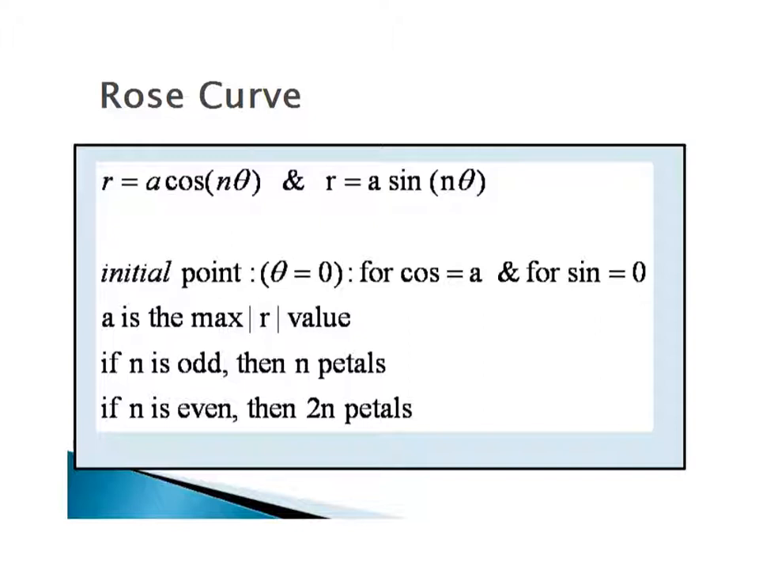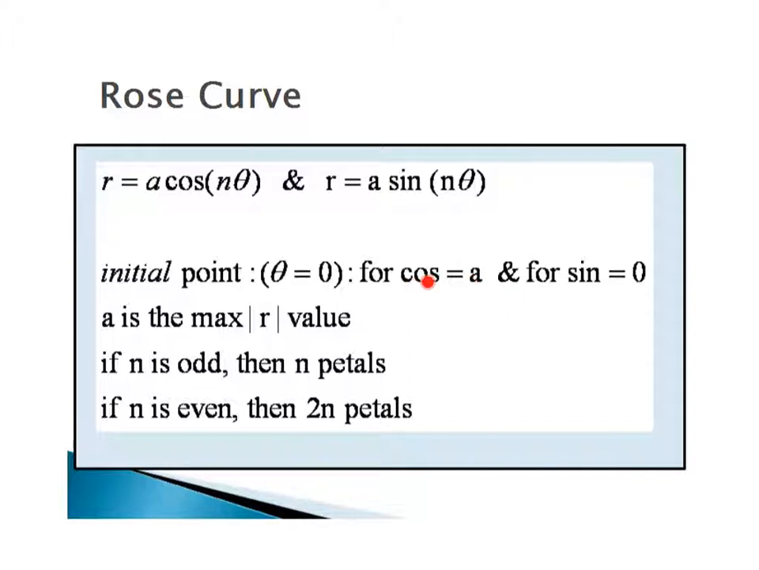On rose curves, these are the ones that had the number in front. You were sometimes doing cosine, sometimes doing sine, and you had some coefficient on your theta that you had to take your angle times. Now, this is kind of the summary of what's going to happen. Your initial point is always when theta is 0. If you think about that, if you put in the cosine of 0, that's always going to be 1. The cosine of 0 is 1. 1 times a is a.